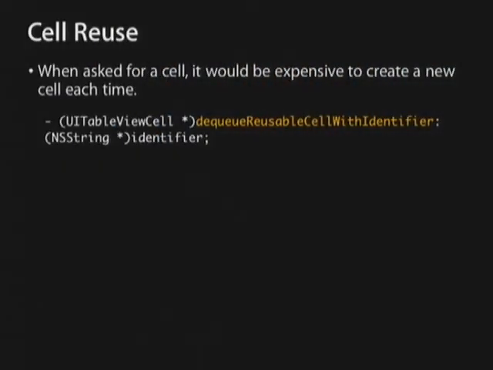There is a method called dequeue reusable cell with identifier. Whenever you create a cell that has a particular layout, the icon's in the same place, the text is in the same place, so it's sort of the same form, you want to give that the same reuse identifier. That way, when you're asked for a cell, if there's already one laying around, you can just change the text in it and it's ready to return.